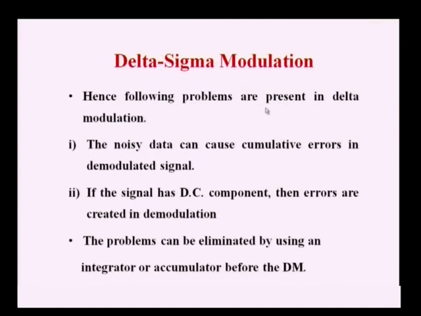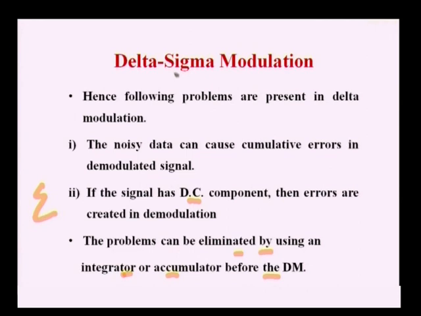The difference is mathematically called the derivative. The problem present in delta modulation is that noisy data can cause cumulative errors in the demodulated signal. If the signal has a DC component, then errors are created on the demodulation side. This problem can be easily eliminated using an integrator or an accumulator before the delta modulation. The accumulator is nothing but summation. So, this is a mathematical operation and we call it an accumulator, or integrator is also an accumulator.